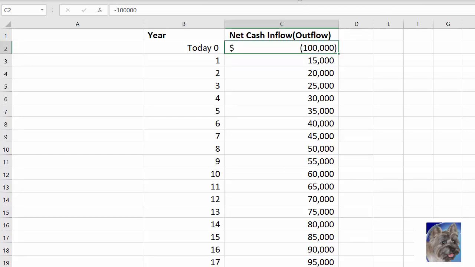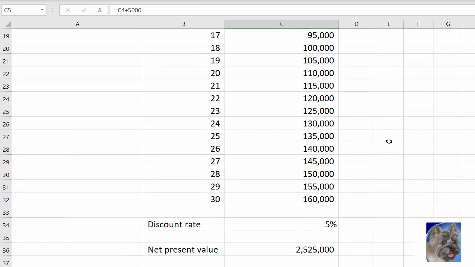Turn that into dollars so we know that this column represents dollars. And then, as a result of this project, business opportunity, whatever it might be, we think the net cash inflows will start off at $15,000 for the first year, then increase by $5,000 every year, and it'll run for 30 years. The other assumption is at the end of 30 years we can't get anything for this. In other words, if this were a business, we can't sell it to anyone.